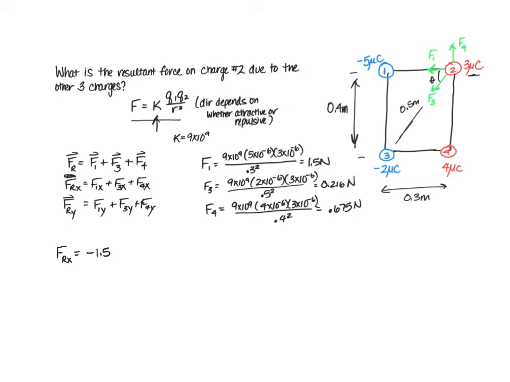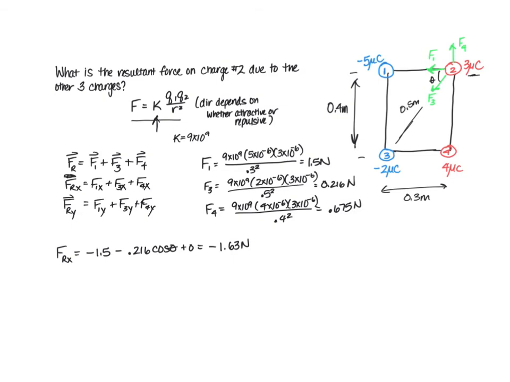F3 is also negative. It's going to be equal to F3, 0.216, and then times the cosine of theta. And we're going to look at what that angle is in a minute. And then finally, the x component of F4. Well, F4 is straight up. It doesn't have an x component. So my total x component of my resultant force ends up to be negative 1.63 newtons.